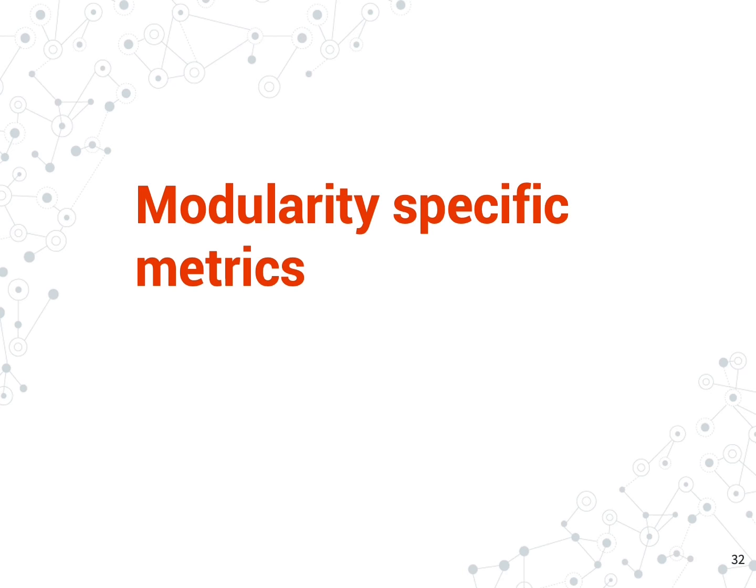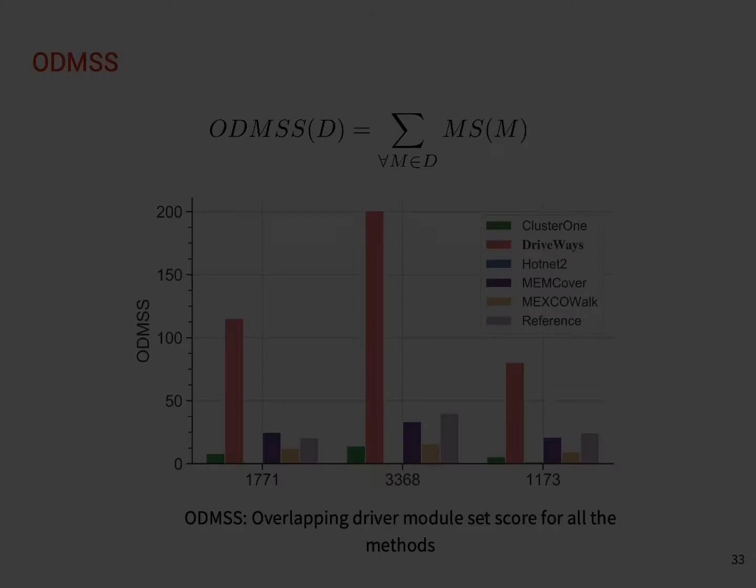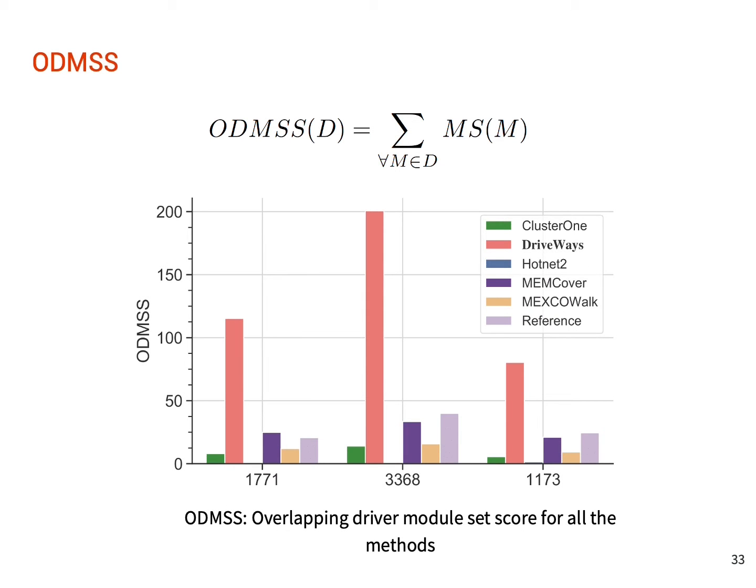And the second set of evaluation looks at the output at the module level, and this is more important than looking at the output as the union of all the genes. So we call that modularity specific metric. The first metric is our objective function, the MS score, which is the sum of MS scores of the modules in D. In this plot, in the y-axis we have the MS score, and in the x-axis we have experiments for 3 different total size data S.